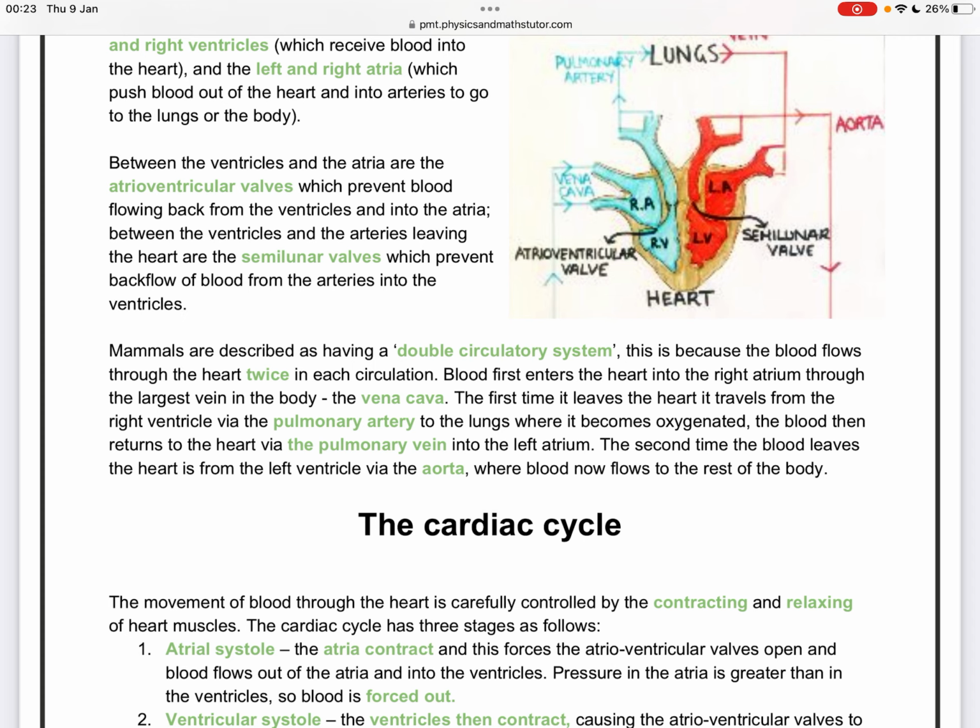Blood first enters the heart into the right atrium through the largest vein in the body, which is the vena cava. The first time it leaves the heart, it travels from the right ventricle via the pulmonary artery to the lungs where it becomes oxygenated. The blood then returns to the heart via the pulmonary vein into the left atrium. The second time the blood leaves the heart is from the left ventricle via the aorta. Blood now flows to the rest of the body.